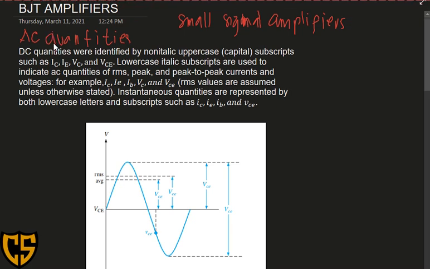In the previous chapter, we learned that DC quantities were identified by non-italic uppercase capital letters, such as IC, IE, VC and VCE. Lowercase italic subscripts are used to indicate AC quantities of RMS, peak and peak-to-peak currents and voltages. For example, we have Ic, italic small letter with the subscript, Ie, Ib, Vc and Vce. RMS values are assumed unless otherwise stated.